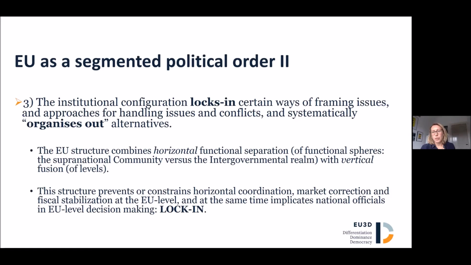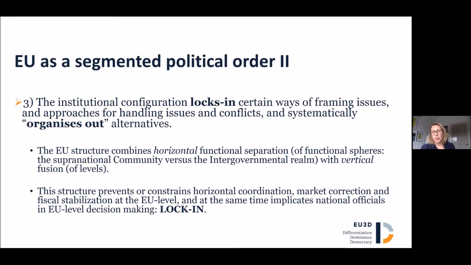So you get a very distinctive configuration of horizontal functional separation between the community system versus the union system, with different levels of fusion across levels. So that in the community system, the member states are very deeply baked in, and therefore there's little room for differentiation. Whereas there's much more in the union system in the core state powers. So this has a certain built-in bias on how the EU can deal with issues. And I would argue that this also stymies the ability to learn and makes that more path dependent in this sense. And it implicates national officials in EU level decision making. So this interweaving basically, and it's stronger in the community system than in the union system.